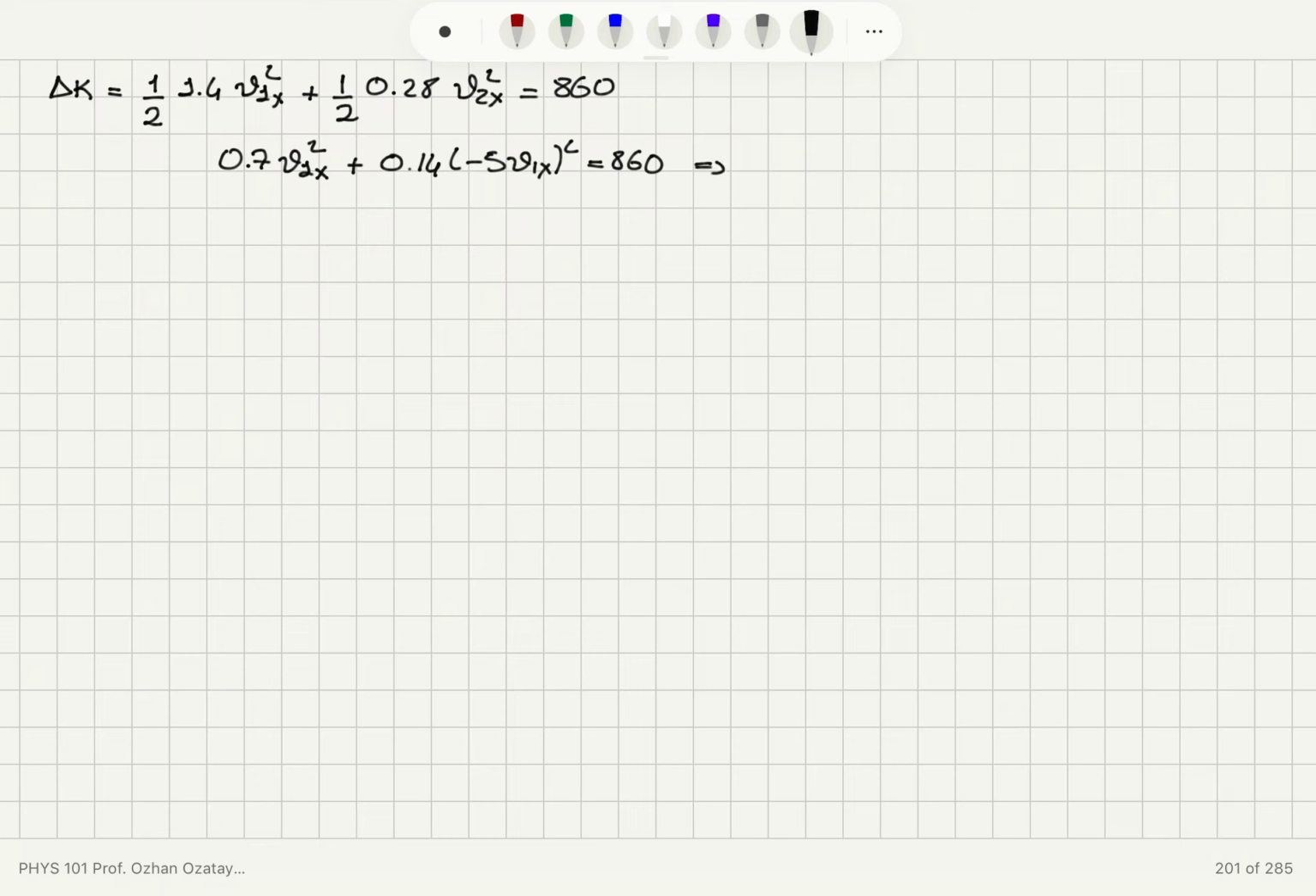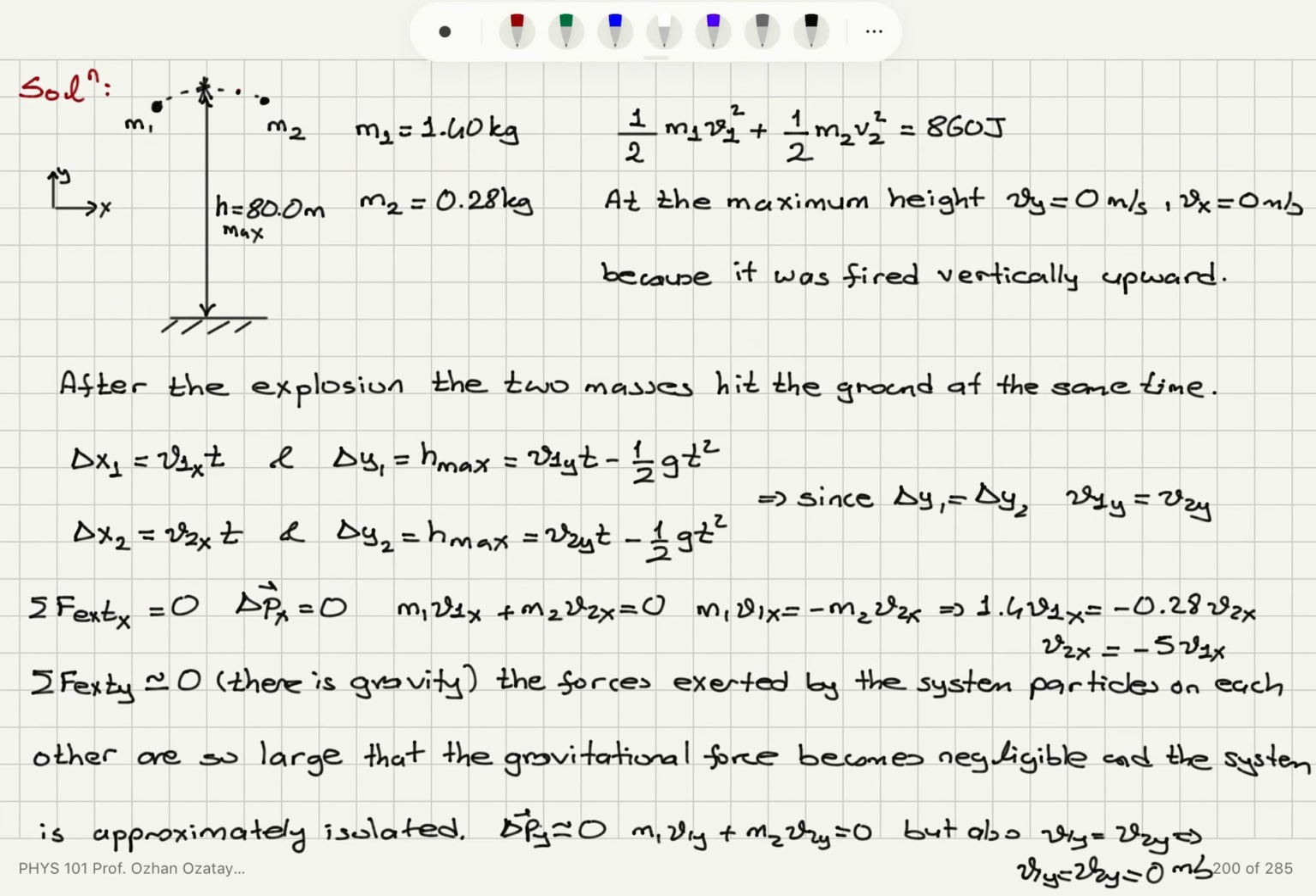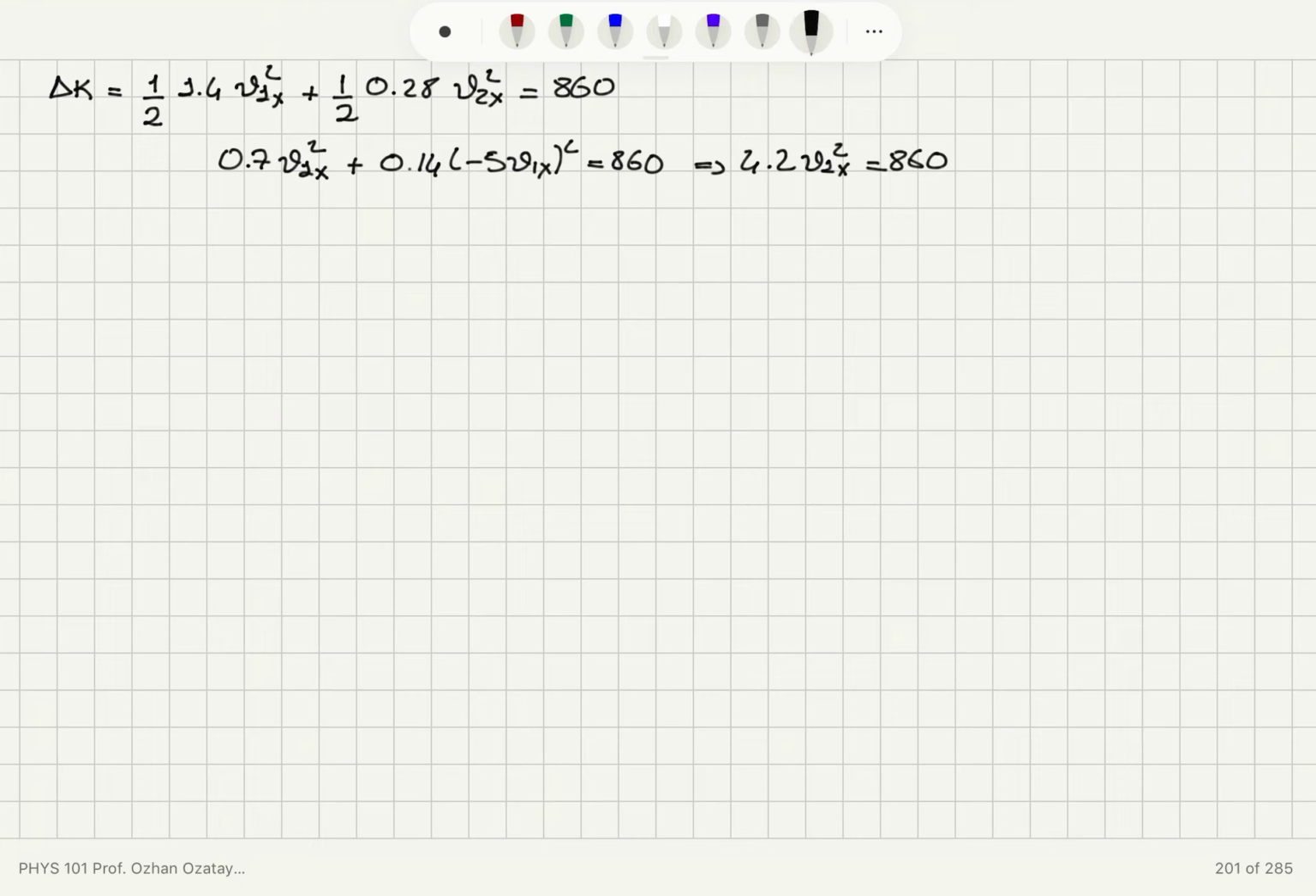So we obtain 4.2 v1x squared is equal to 860. Here I have substituted for v2x what I have found due to conservation of linear momentum on the x-axis. And this gives me v1x is equal to 14.3 meters per second. v2x is equal to minus 5 v1x, which is minus 71.5 meters per second.